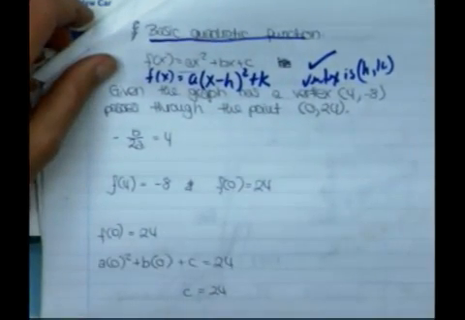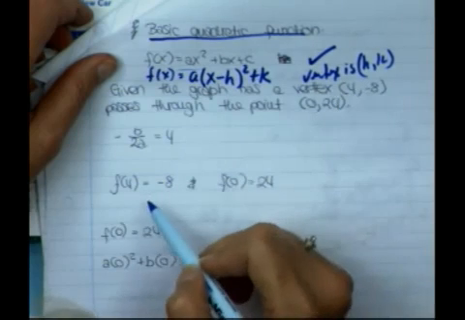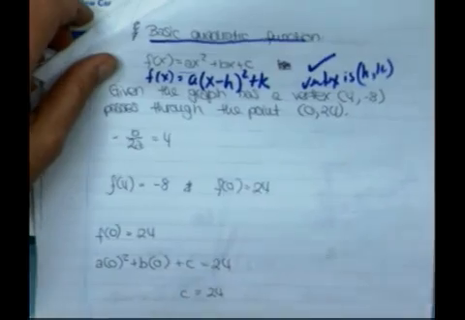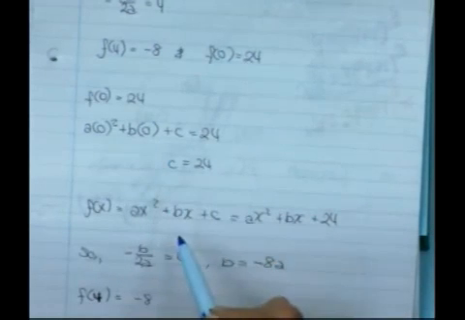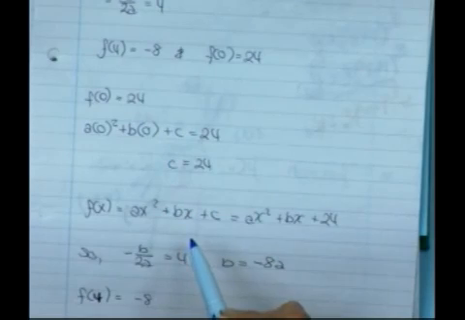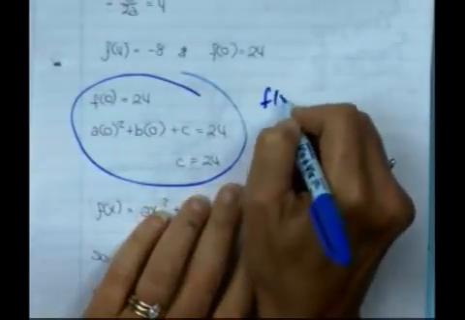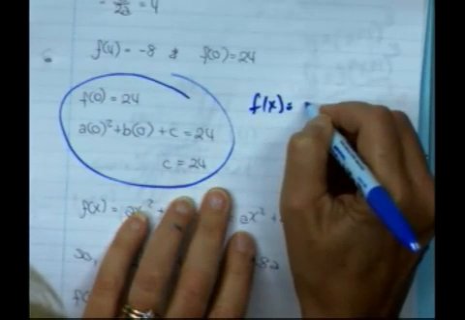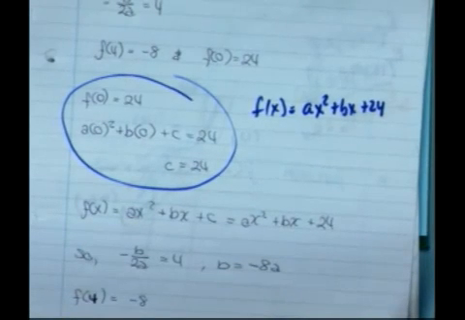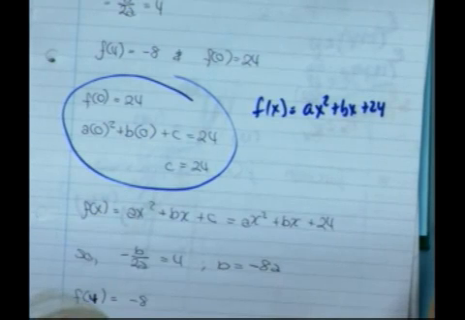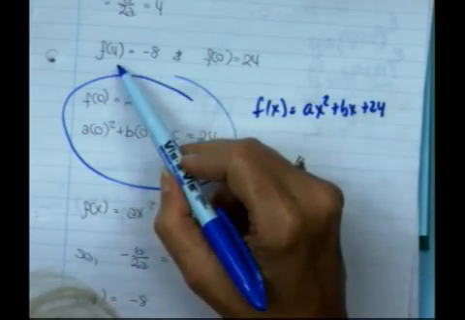Okay, let's see what you did here. Given that the graph has vertex (4, -8) and passes through the point (0, 24). My guess is that you might have made it a little harder than you needed to. This is definitely a place you want to start out, because now you have that f(x) equals ax squared plus bx plus 24. No, I guess you had to go that way if you were going to do it this way. All right, so you know that f(4) is -8.